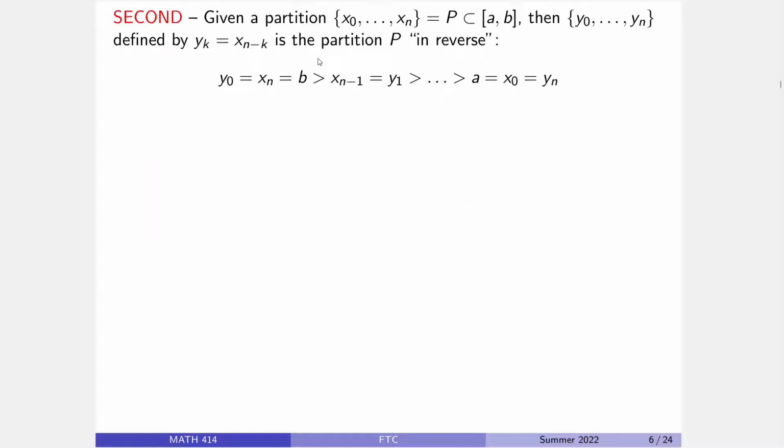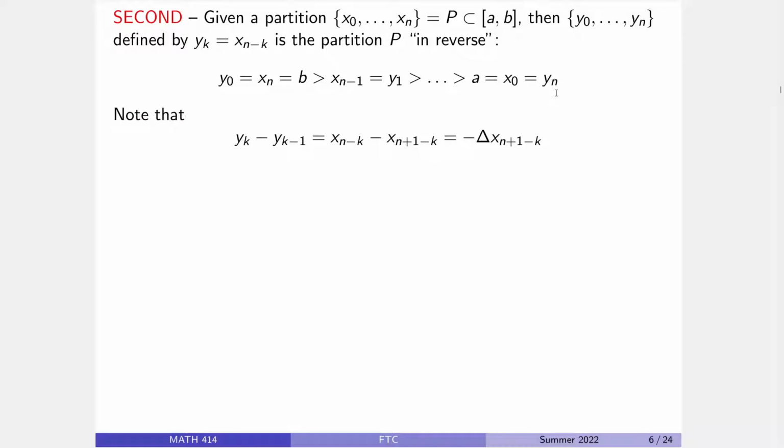Now, if I give you a partition of an interval, I can reverse the partition by defining y sub k to be x sub n minus k, where k will run from 0 to n. Note that y of 0, plug in 0 here, is x sub n, which is b. And then if I plug in 1, I'll get x sub n minus 1, which is less than b. And so on and so forth until I get all the way down to y sub n, which would be x of 0, which is a. So this partition, I can reverse it as follows.